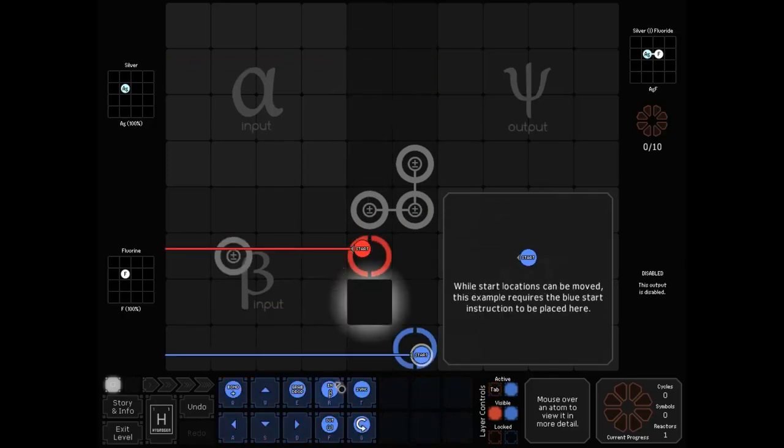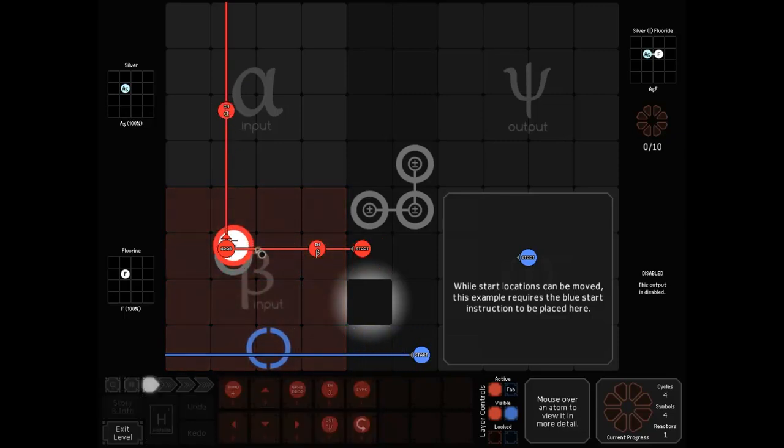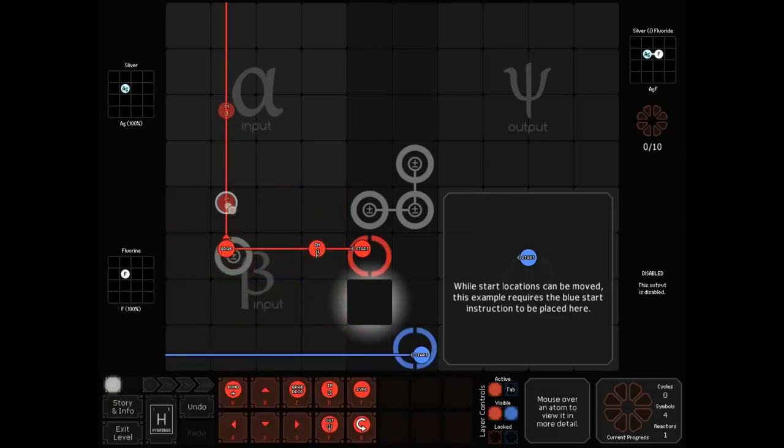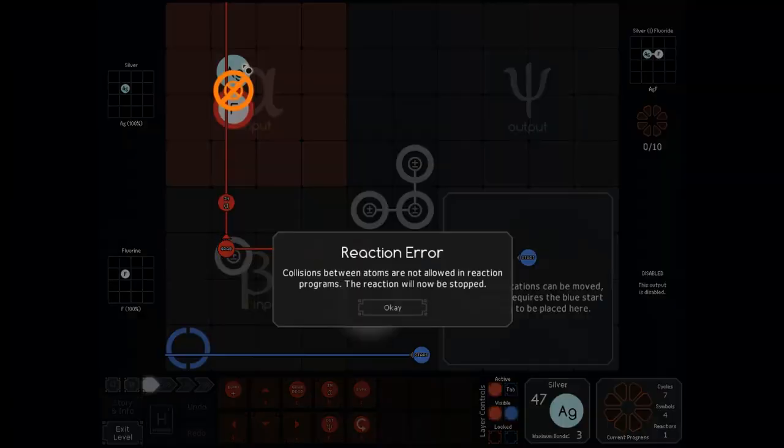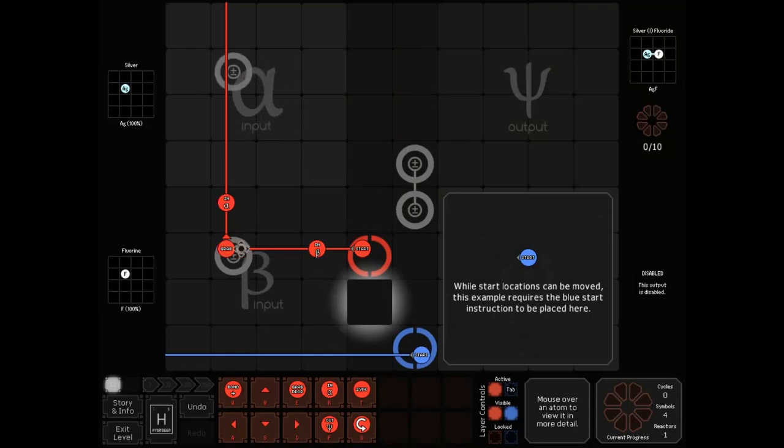Let's create a fluorine, grab it, head on up to the silver atom here, and input it. So we've got our fluorine. Let's move this here so it's a little clearer. Here's the silver. Oh, but they collide. It's because they haven't been bonded. We do that with these bonders here.